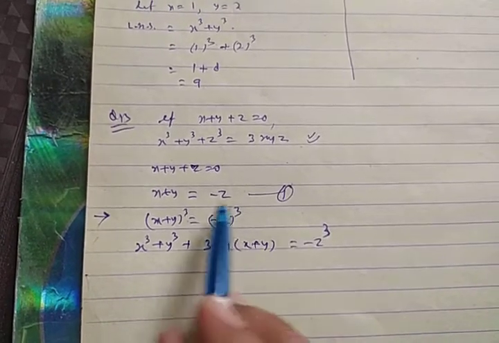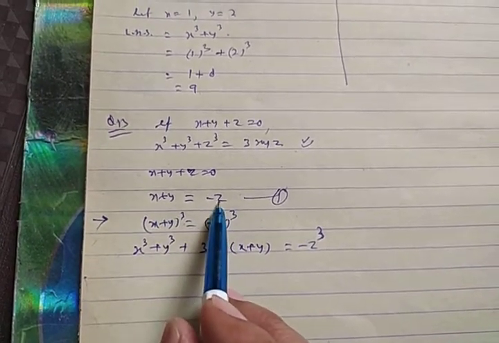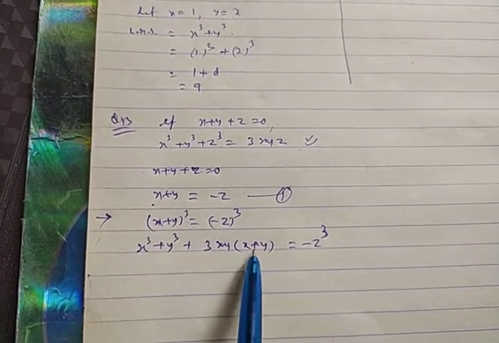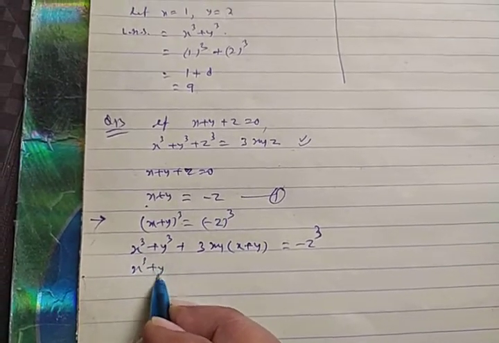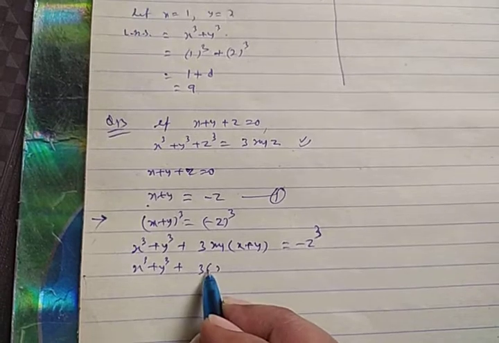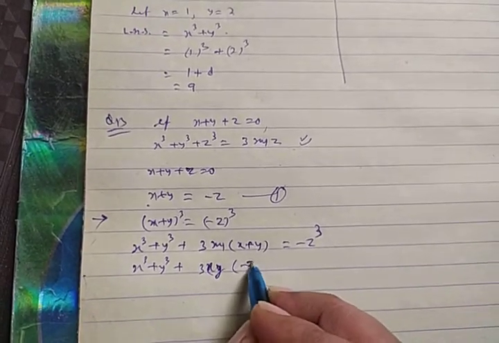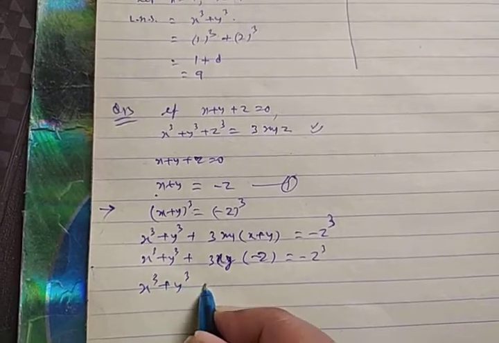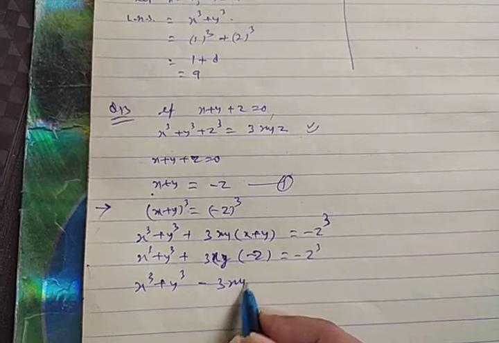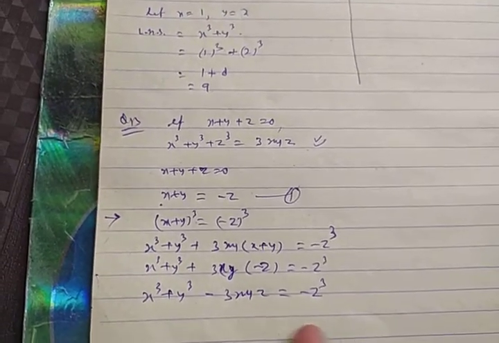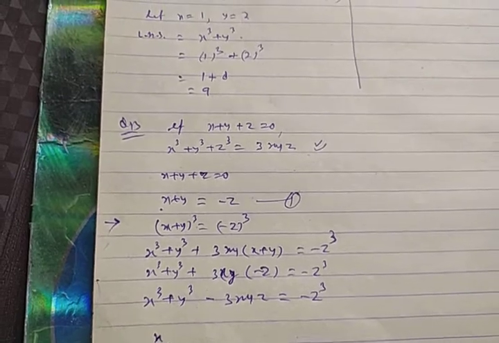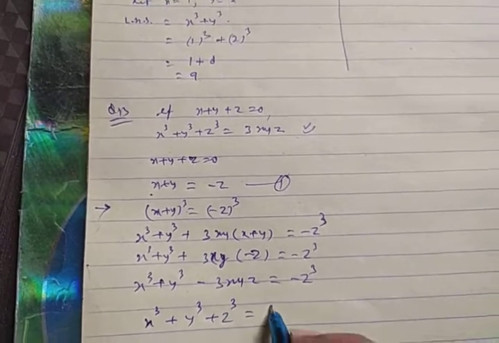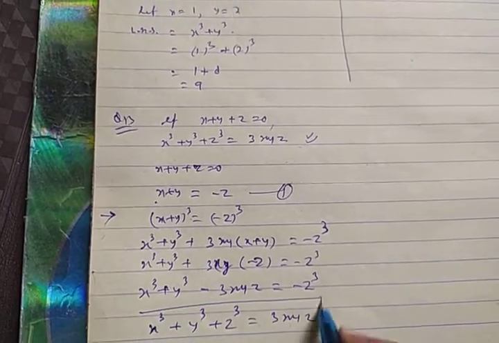Now in equation 1, x plus y is equal to minus z, you have concluded this result. This x plus y equal to minus z can be used here. x cube plus y cube plus 3xy into minus z is equal to minus z cube, or x cube plus y cube minus 3xyz is equal to minus z cube. Now shift these two terms to their right places. x cube plus y cube plus z cube is equal to 3xyz. This is the proof.